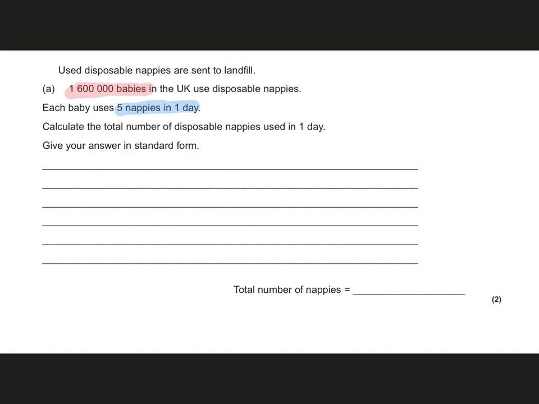So we're going to take our numbers here, and we're going to do the 1,600,000 multiplied by 5. You can just do that on your calculator, and that would give you an answer of 8 million.